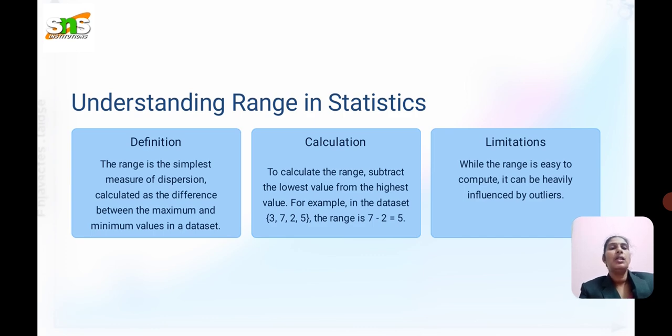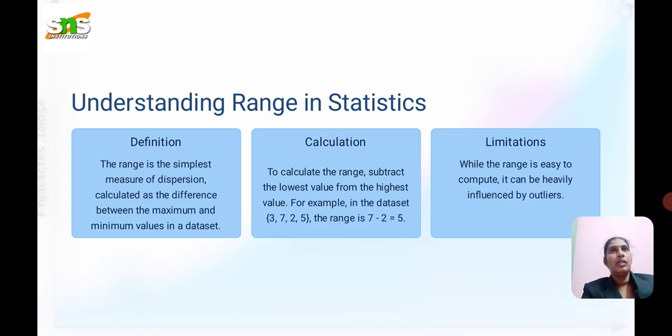Range is nothing but the difference between the maximum and the minimum value in the data set. This is one of the measures of dispersion, and it is the simplest one also. To calculate the range, first we have to find the lowest value as well as the highest value. For example, if the data set is 3, 7, 2, 5, here the largest value is 7 and the smallest value is 2. Finding the difference between these two, you will get 5. There are limitations in finding the range also. It is very easy, but it is heavily influenced by outliers.